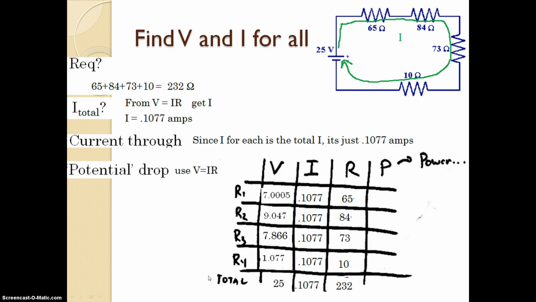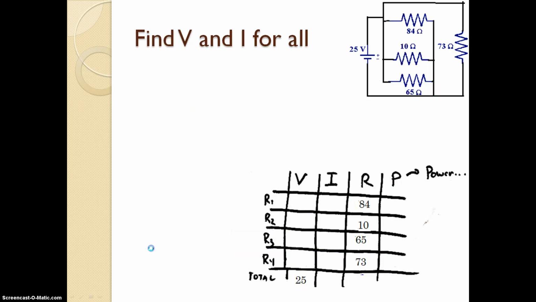I could also check my answers to make sure they make sense. Since in a series circuit the voltage splits up among each one, if I add all these voltages up, I better get the total voltage of 25. And that's how we do a series circuit. If you want to find power, again, you can find power for the total or for each one. You can just do V times I for each one, and that should equal the total power.